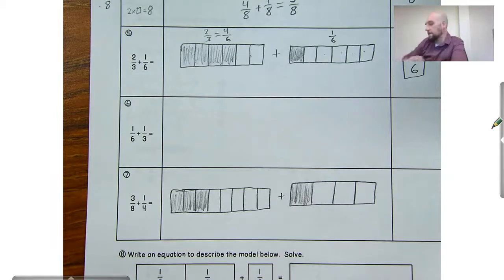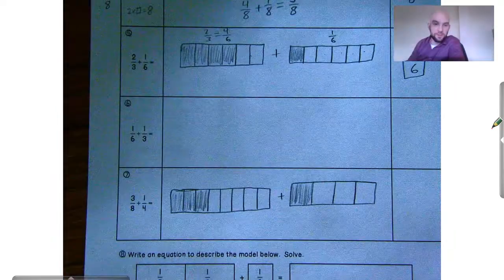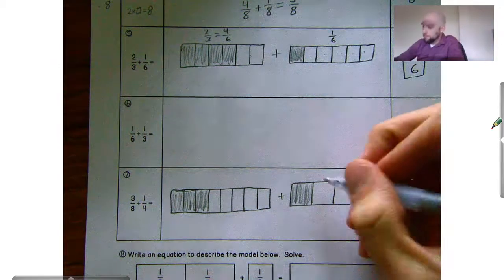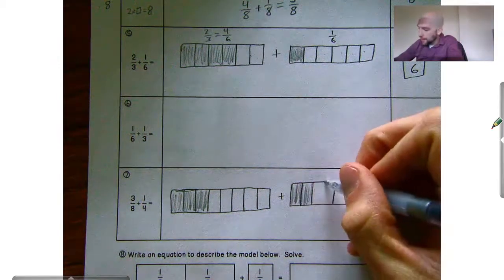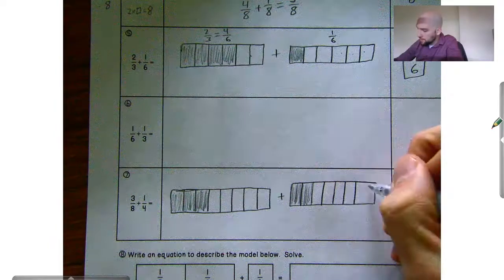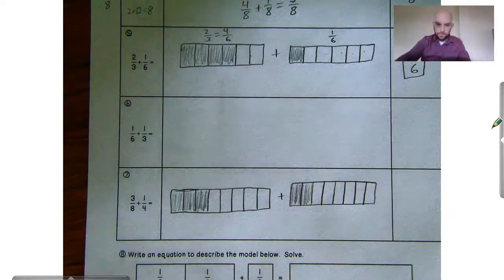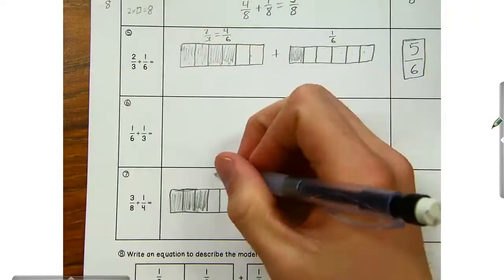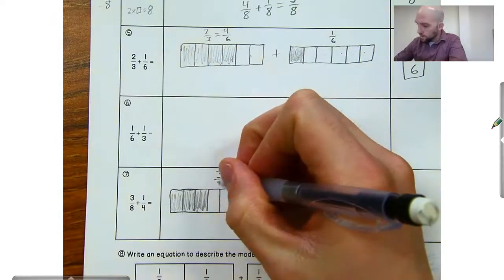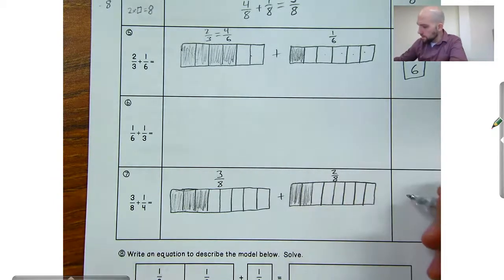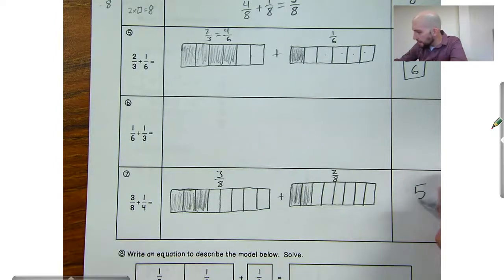And I'm going to make everything into 8ths, because I know I can make my 4ths into 8ths by multiplying by 2. So I'm going to have 2 8ths. So I have 3/8 plus 2/8. And 3 plus 2 is 5, so I'm going to end up with 5/8.